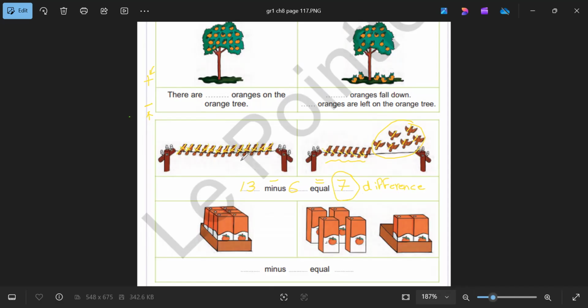As you still remember, when we use a plus, we call the answer sum. But here, we call it difference, okay, in subtraction. Now, the last one, let me change the color because it's annoying. I didn't like it. I can't see it well.